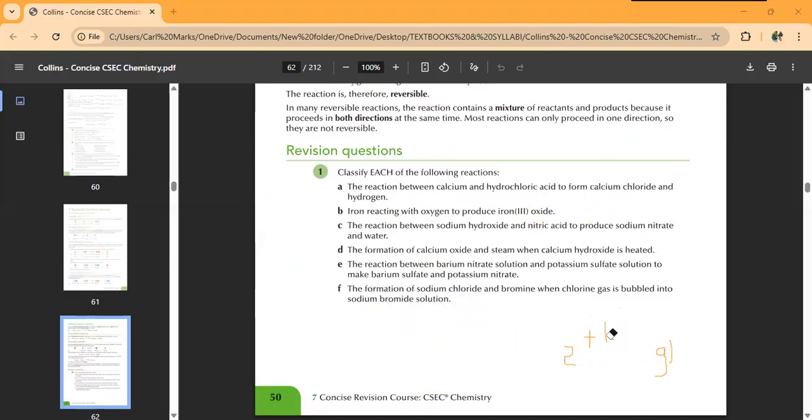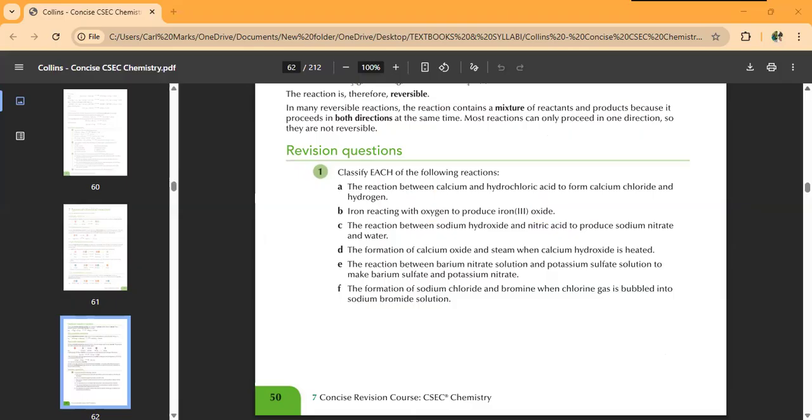Let's look at B now. So B now is iron reacting with oxygen to produce iron 3 oxide. Now here we have 2 reactants combining to make one product. So if you remember, oh yeah, you said you didn't get to look at the last video. Nonetheless, this is called a synthesis reaction, right?